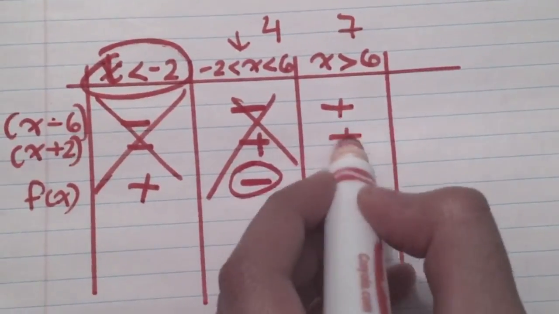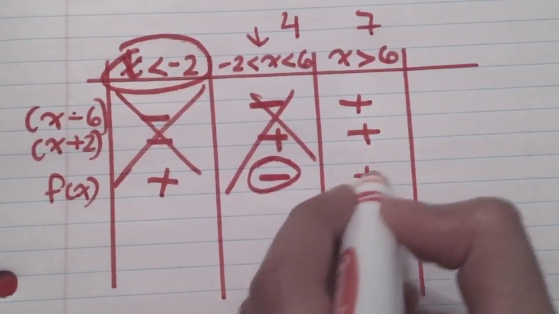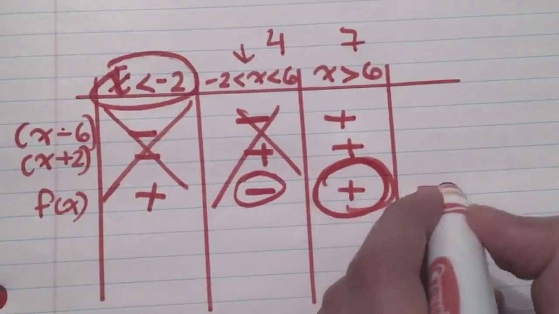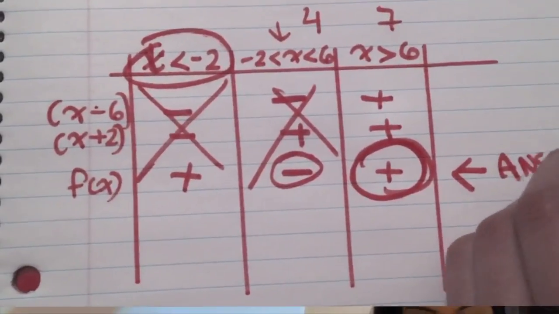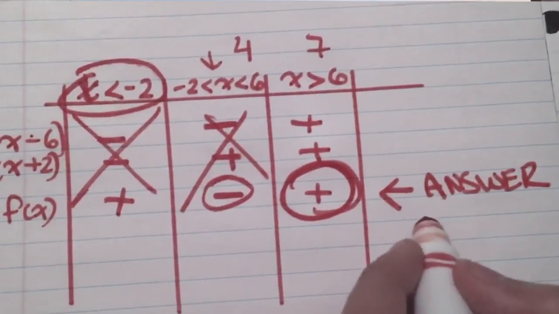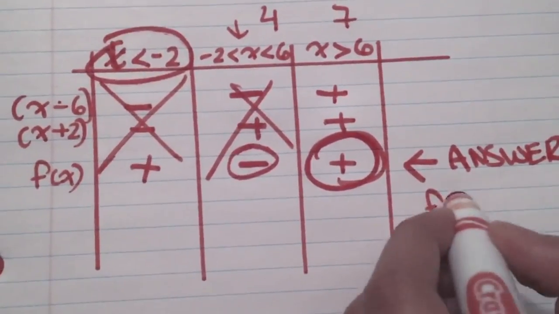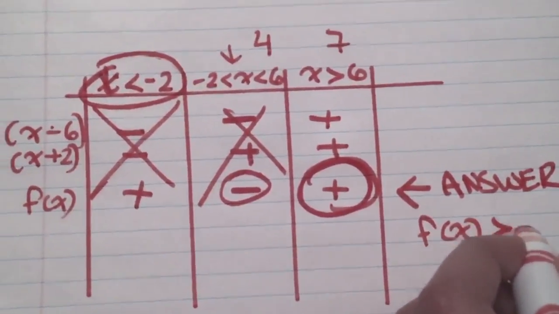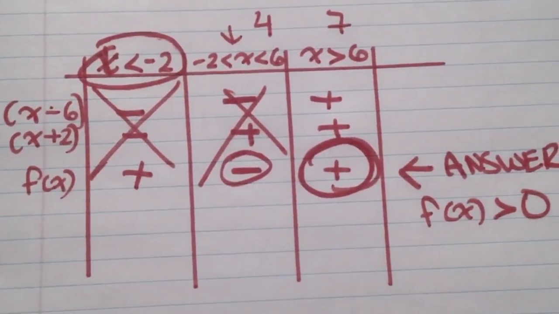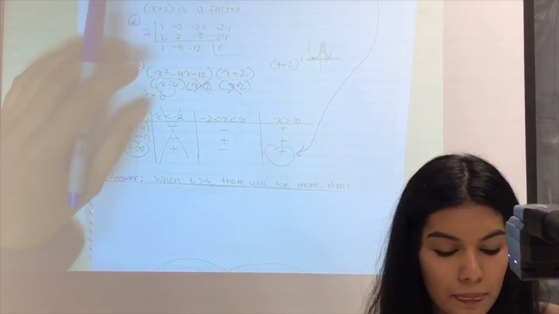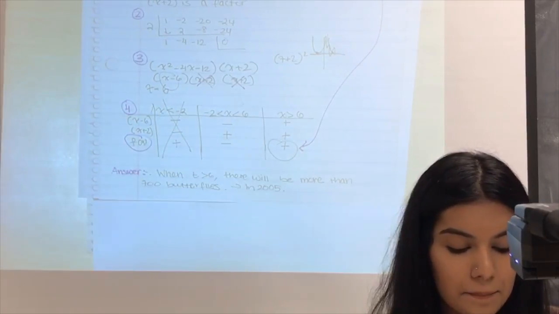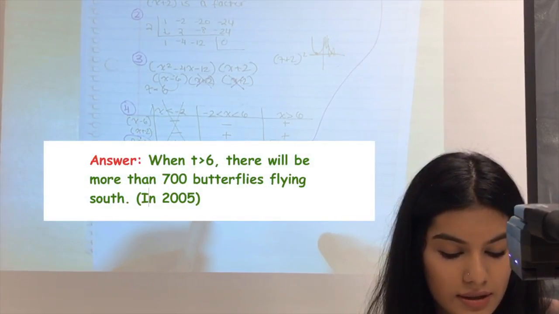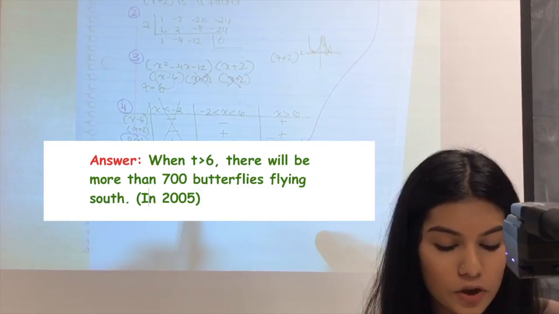So that means, because it's positive and we want to see when our function is greater than 0, this is what we're going to end up using over here, right? So at the end, this is going to be our actual answer, this value, because that means on a graph, this is when f of x is going to be greater than 0, because it's positive. So that means our answer over here is going to be x, which is t in this case. When t is greater than 6, there will be more than 700 butterflies.